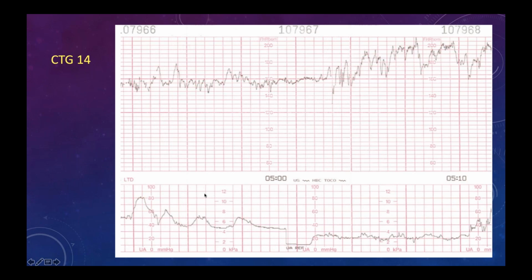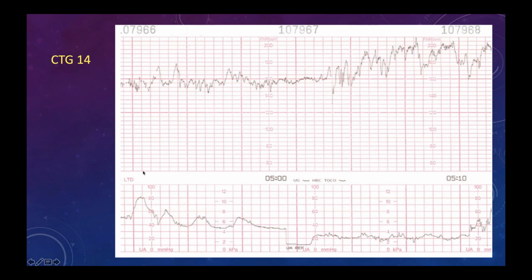Difficult one. Why difficult one? Ma'am, there is a shift in the baseline. So this is not a shift in the baseline. These are accelerations. Okay, in that case, then it will be normal. If you take these as contractions, ma'am. No, these are contractions, 1, 2, 3. Here maybe they have not recorded it well.